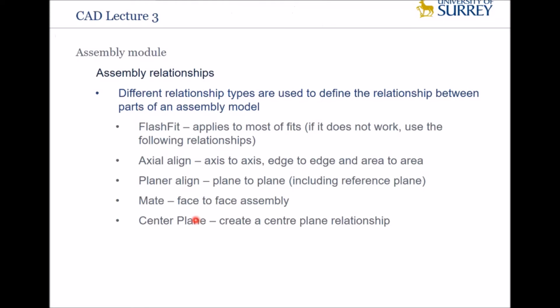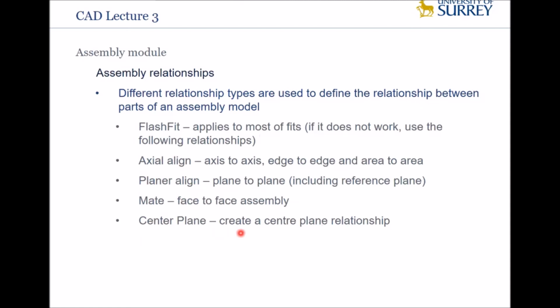On these slides, you've been given a list of the most commonly used relationships. The flash fit allows you to do that automatically. If you are unable to identify things, you can use the XOR line plus the mate. And you also can use the XOR line plus the planar line.